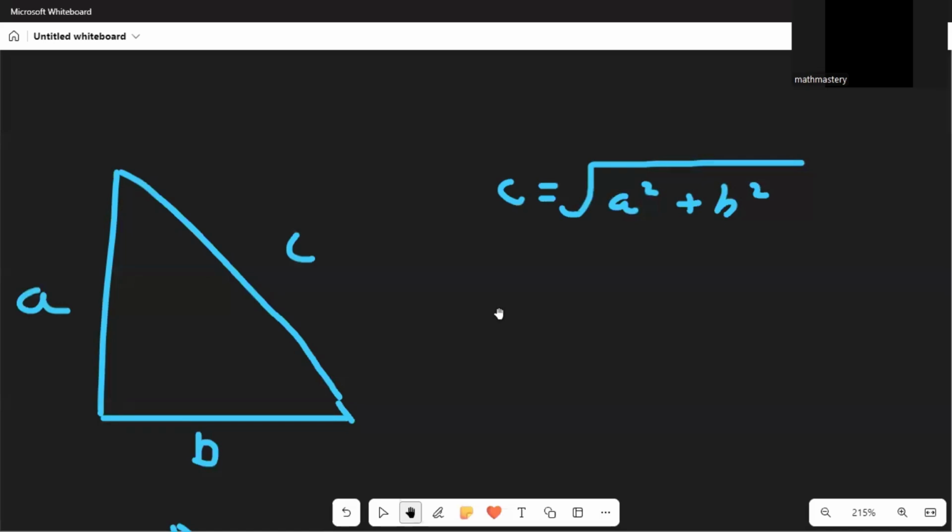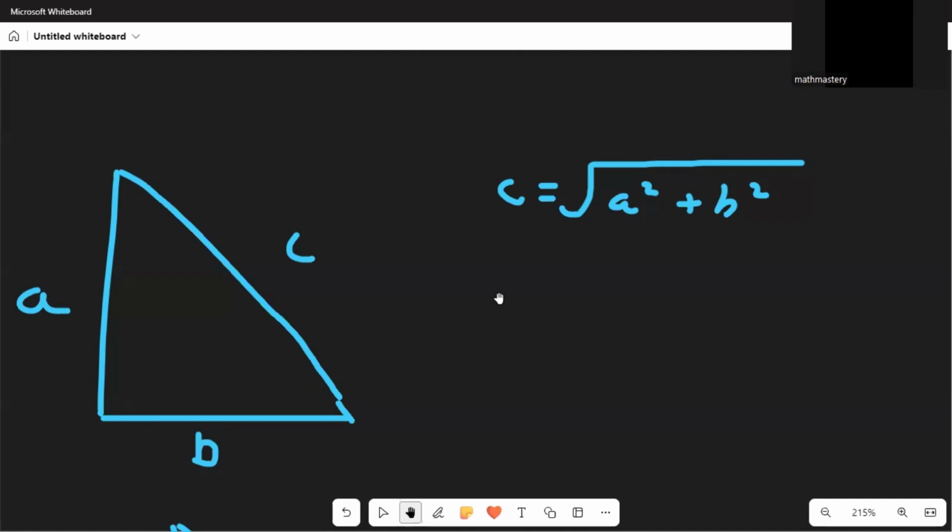Today we're going to be looking at the Pythagoras theorem. So first of all, what is the Pythagoras theorem? The Pythagoras theorem is a formula that relates all the sides of a right angle triangle together.